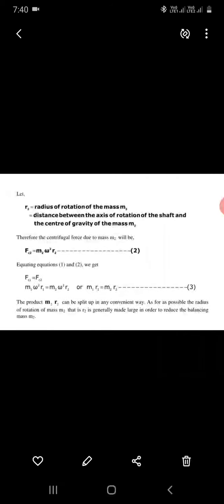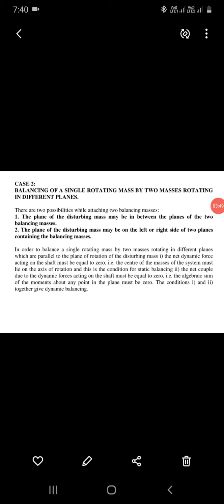Next we have case 2. Case 2 is nothing but the balancing of a single rotating mass by two masses rotating in different planes. So we have a single disturbing mass, which is balanced by two masses which are in different planes. Why we need to use two masses, we'll see later. Here there are two possibilities. The disturbing mass may be between the two balancing masses, or it may be on the left or right side of the two balancing masses.